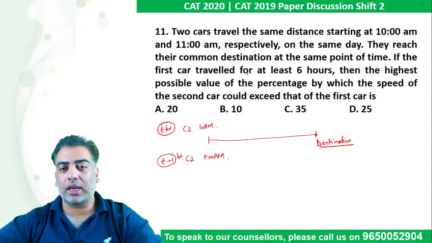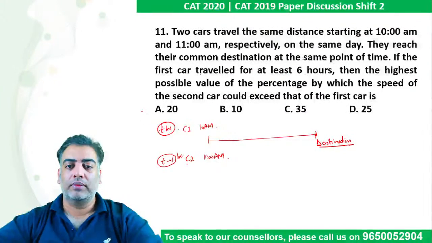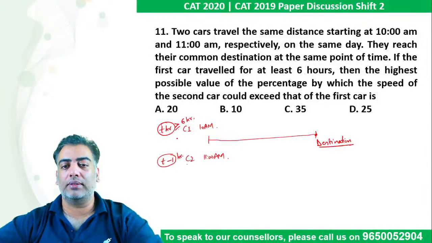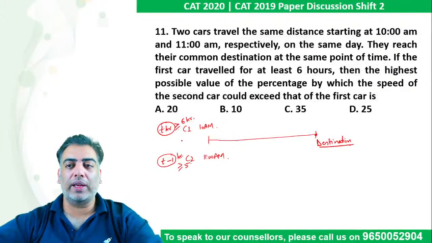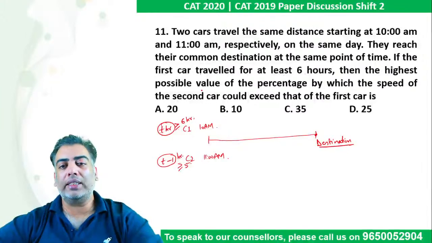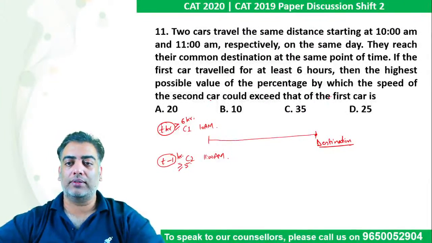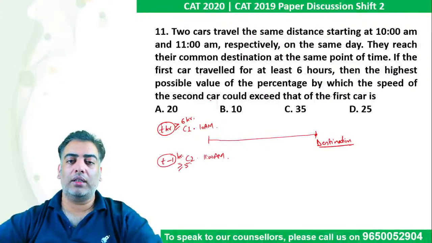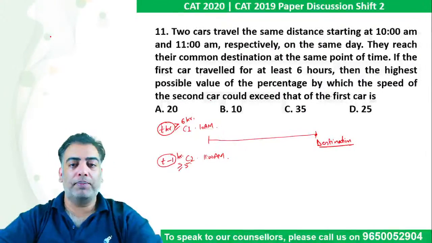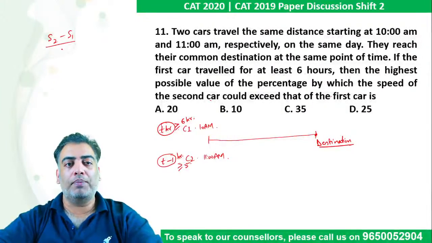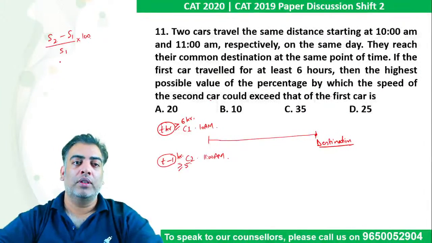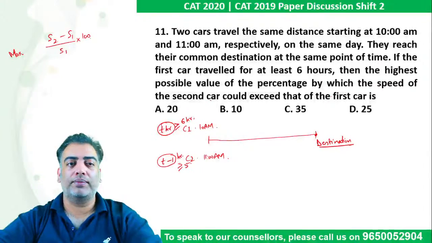If the first car traveled for at least 6 hours, so the value of t given to me is greater than or equal to 6 hours. So the time taken by car 2 will be greater than or equal to 5 hours accordingly. Then the highest possible value of the percentage by which the speed of the second car would exceed that of the first car is. So the speed of the second car exceeding the speed of the first car will be S2 minus S1 upon S1 into 100. Right, so we need to maximize this value.